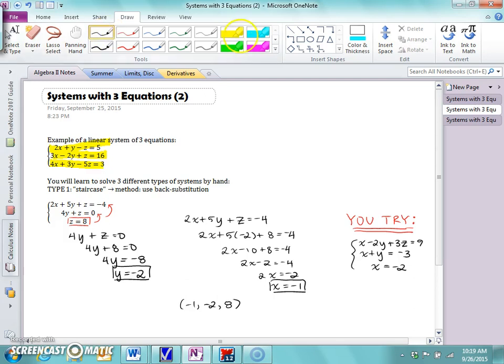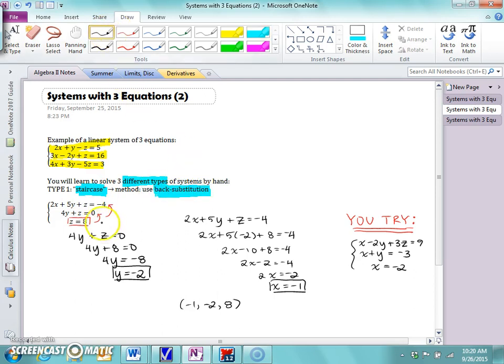We're going to start off with an easy kind first. There's 3 different types. The first kind, I just refer to it as a staircase because it kind of looks like a staircase. That's not a technical term. The method we use is back substitution. That's a more technical term. If you say back substitution, people will know what you mean.